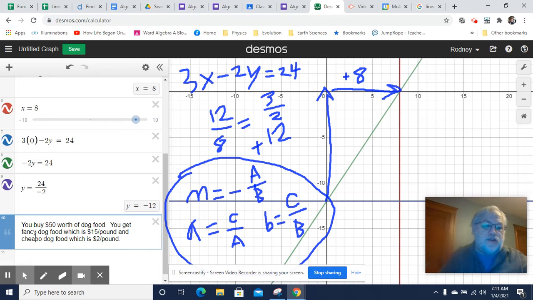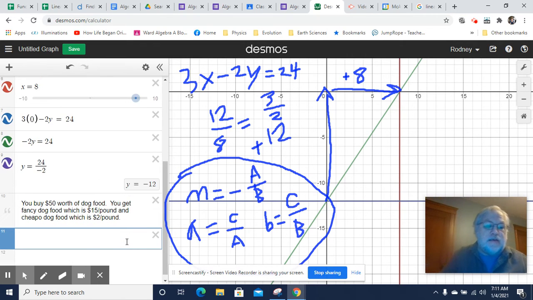Okay, so you know that you have spent $50 overall, but you don't remember how many pounds of each you got. Well, we can model all the different possible combinations it could have been. Now, the number of pounds will always be a non-negative number, so you would end up restricting your domain and range for this, but let's just start off by modeling it. So this $50 is based on price per pound times the number of pounds for the fancy dog food plus price per pound times number of pounds for the cheap dog food.